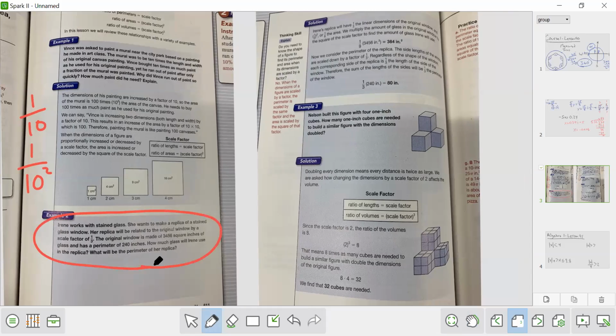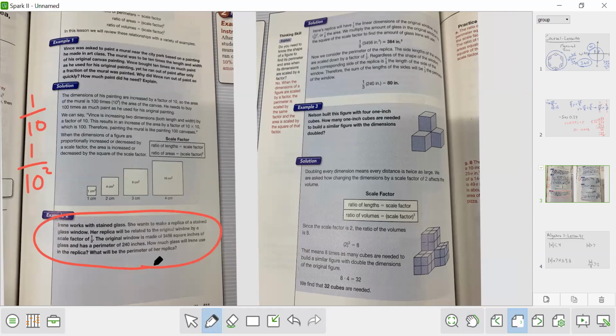She wants to make a replica of a stained glass window. Her replica will be related to the original window by a scale factor of 1 to 3. The original window is made up of 3,456 square inches of glass and has a perimeter of 240 inches. How much glass will Irene use in the replica? What will the perimeter of a replica be?